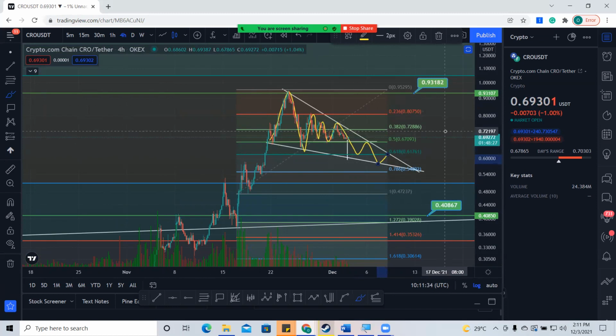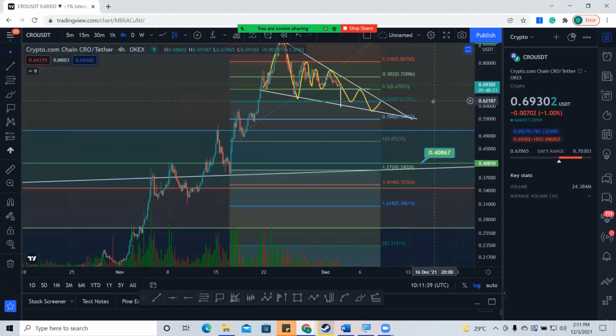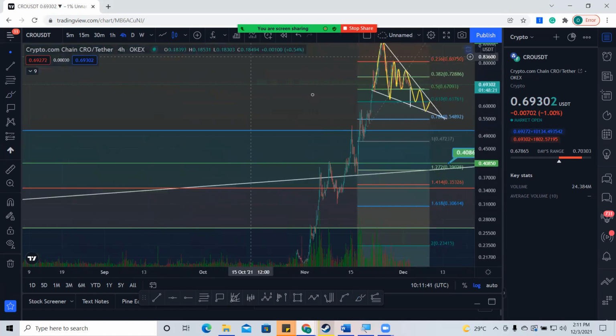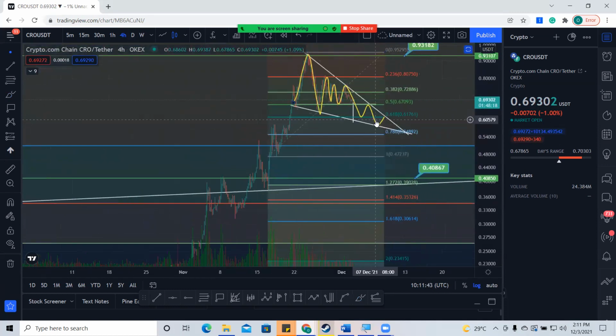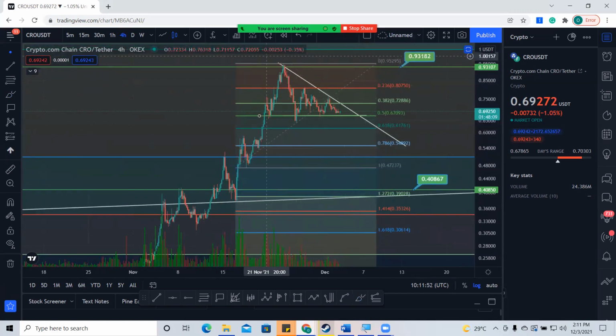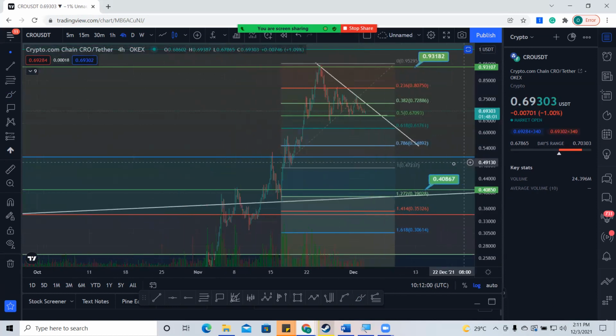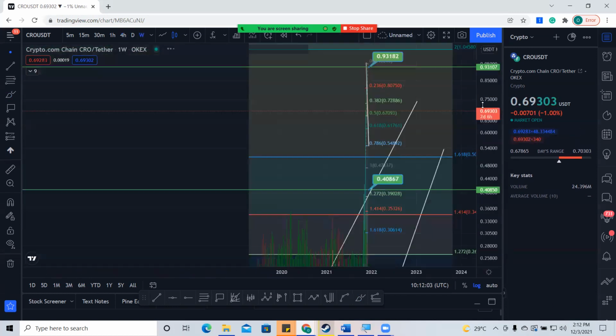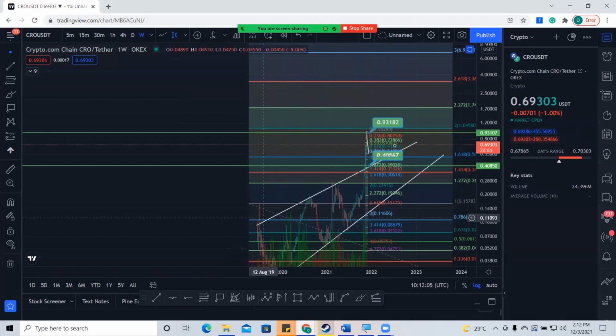Now if it doesn't hold this wedge and it breaks to the downside, okay, you can see, let's take this out. You can see if the wedge doesn't play accordingly to that, then the target was 0.40, the downwards target, okay? Now you can see in the weekly chart where this resistance was, okay?